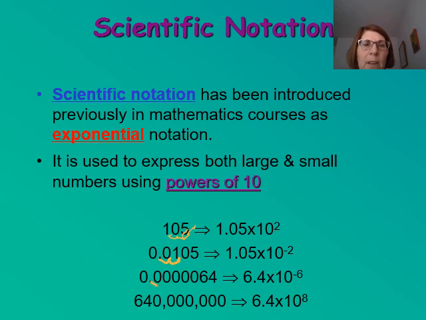So here we're going to move the decimal. So it becomes 6.4 times 10 to the negative 6. So it's a negative exponent if it's less than 1. It's a positive exponent if it's greater than 1. So here we pretend our decimal is here. We go 1, 2, 3, 4, 5, 6, 7, 8. And it becomes 6.4 times 10 to the 8.